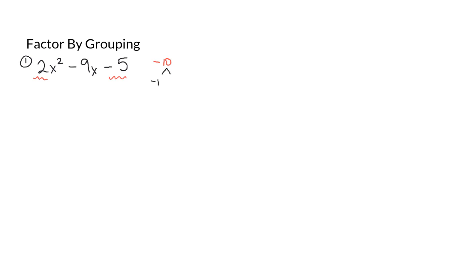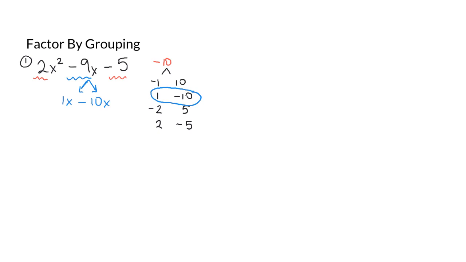The factor pairs are -1 and 10, 1 and -10, -2 and 5, 2 and -5. And we look for the factor pair that adds to -9, the middle term. That factor pair is 1 and -10. So we split the -9x into +1x and -10x.